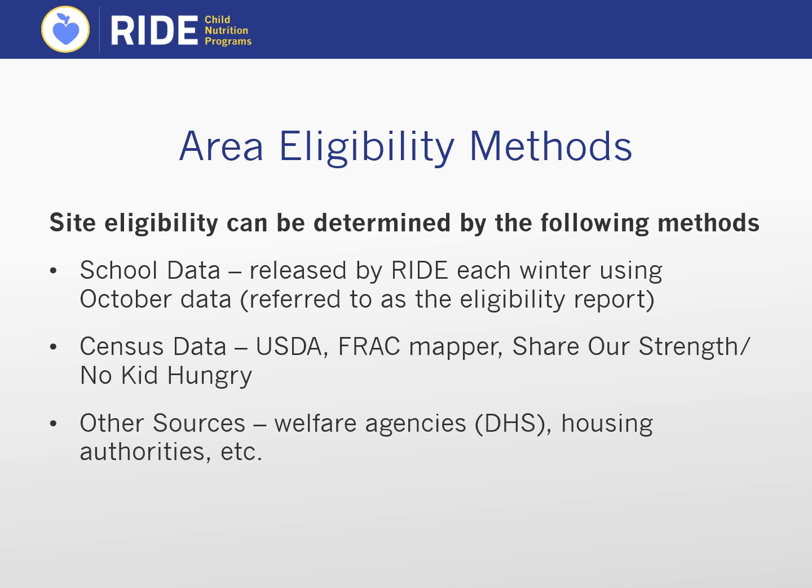Finally, some welfare agencies or housing authorities may use income criteria that matches or is lower than the income guidelines used in the SFSP and therefore would qualify. For any of the above eligibility methods, the sponsor should make an initial determination and save that related documentation, but all determinations must be validated by RIDE before they can be approved.